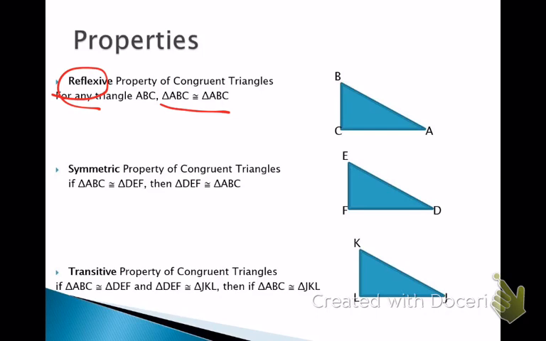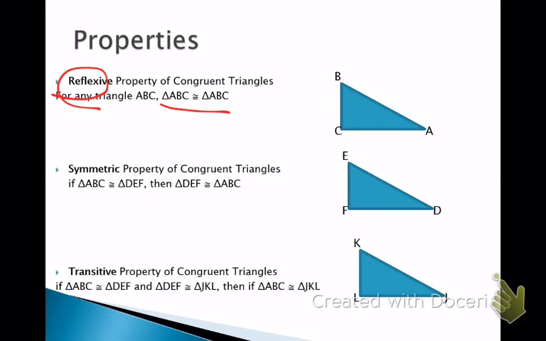Talking about the properties again, the reflexive property: this triangle is congruent to itself, which makes sense. Reflexive should look like you're looking in a mirror, because of a reflection and you see yourself. That might be a way to remember that.